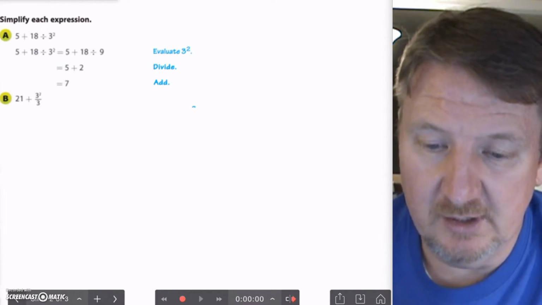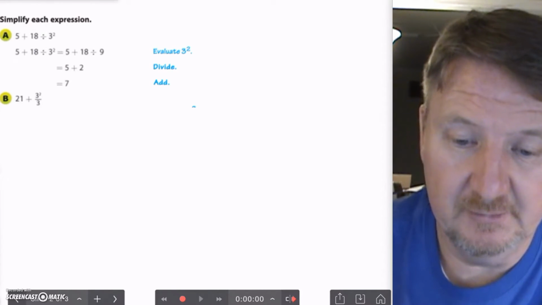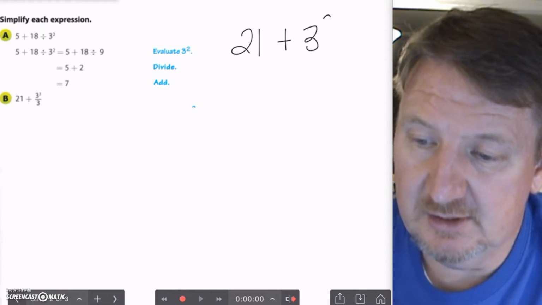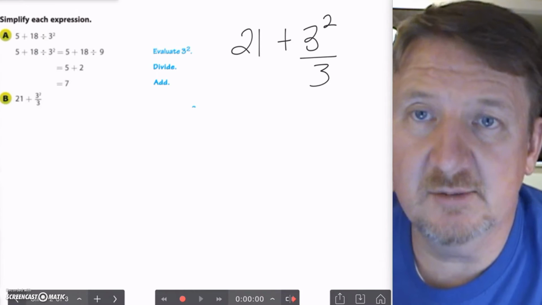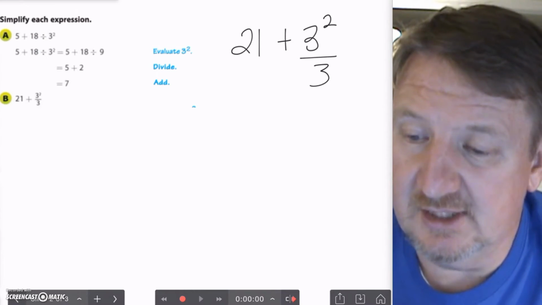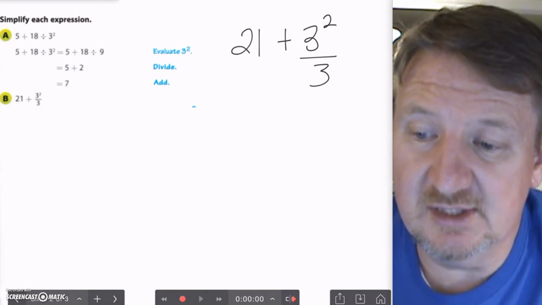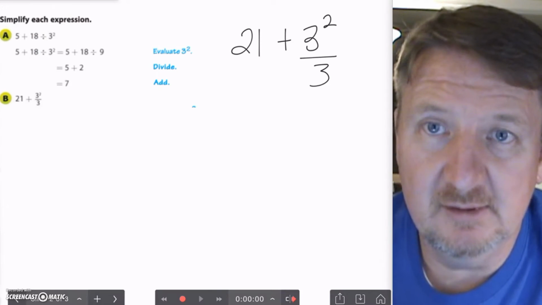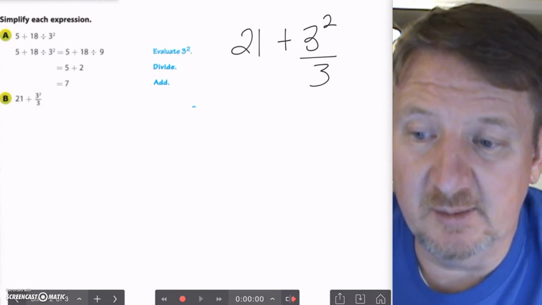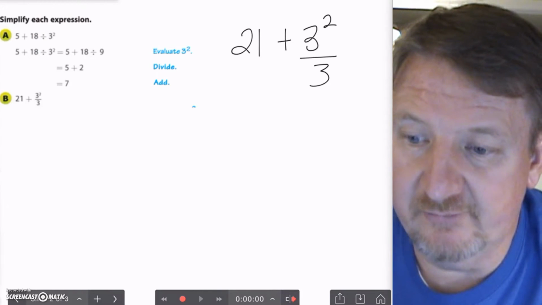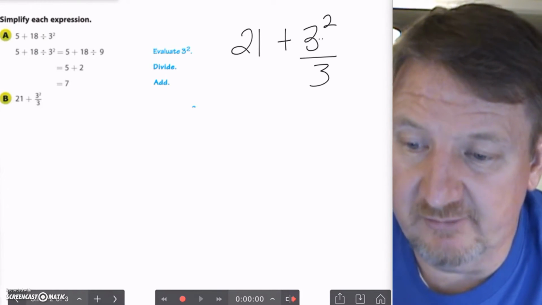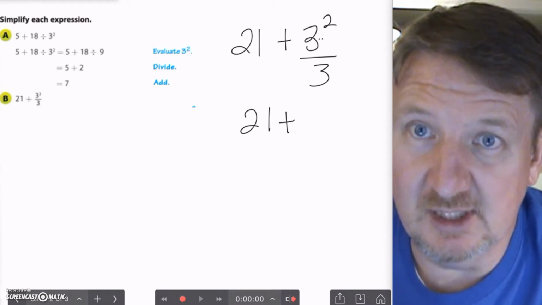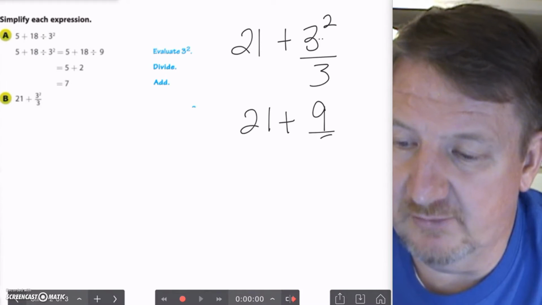Next one. 21 plus 3 to the second power over 3. So we're going to rewrite that. Now remember when I talked about that first video on exponents, I said if the fraction is in parentheses, then that power of 2 would cover both the top and the bottom. But since there's no parentheses, it's only talking about the top 3. So there's no parentheses, so I have to do what's up here first. 21 plus 3 to the second power. Once again, that's 3 times 3, so that's 9 over 3.